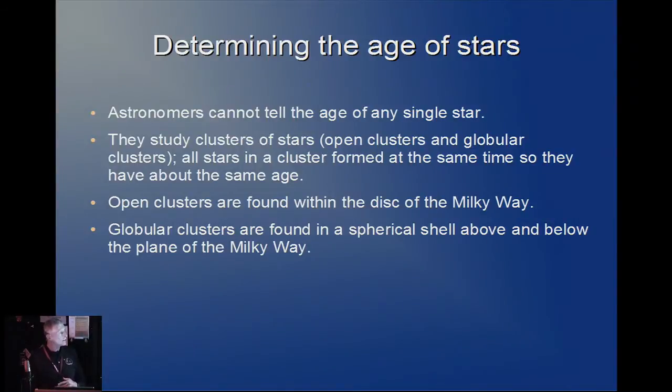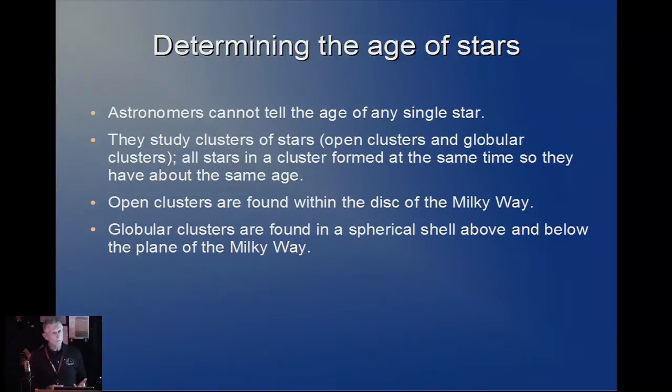Alright, aging of stars. Well, the funny thing is they can't tell you the age of any single star, except for one. So what they do is they study clusters of stars, open clusters and globular clusters. And they make the assumption that a cluster of stars all formed at about the same time. They all formed from the same gaseous nebula, so they have a similar chemical makeup.